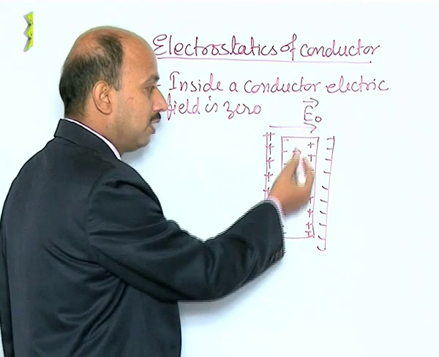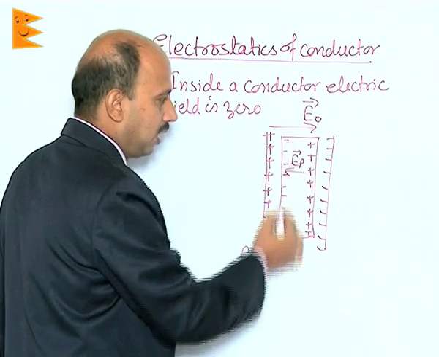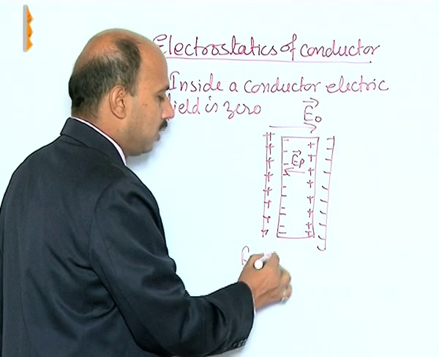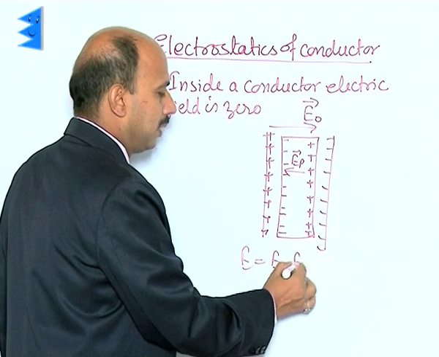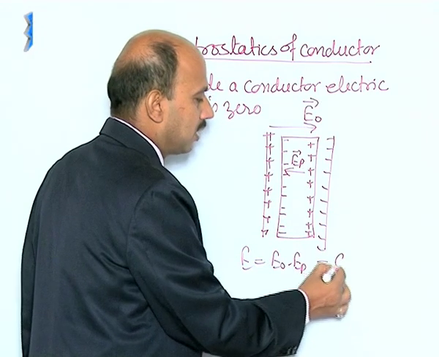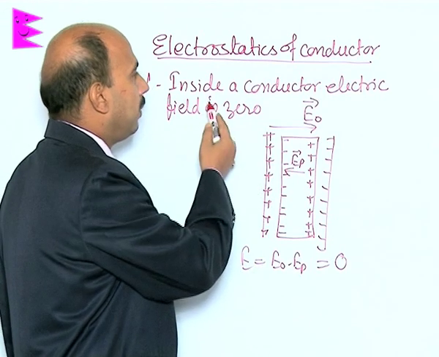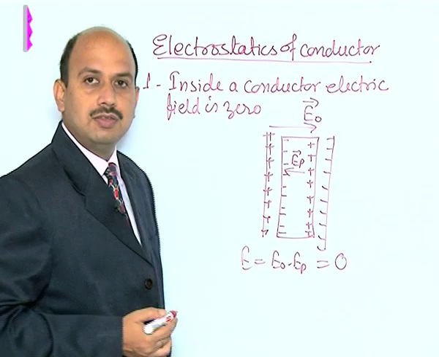So now we know E naught is equal to EP. So the net electric field inside the conductor, that is inside the slab, is E equal to E naught minus EP. Now E naught and EP are equal, therefore inside the conductor electric field is 0. So that is the first property, inside a conductor electric field is 0.